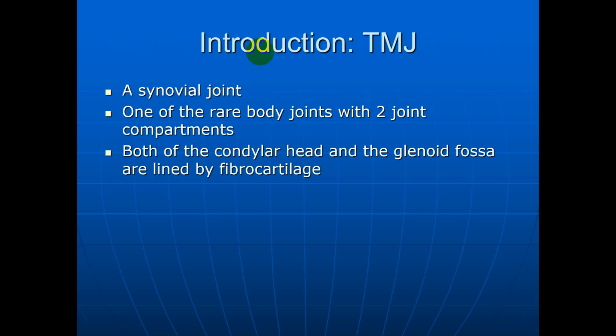First, what is the TMJ? It is a synovial joint. It is one of the rare body joints that have 2 joint compartments. You know, there is an upper compartment and a lower compartment separated by the articulating disc. The condylar head and the glenoid fossa, both of them are lined by fibrocartilage. These are the articular surfaces.